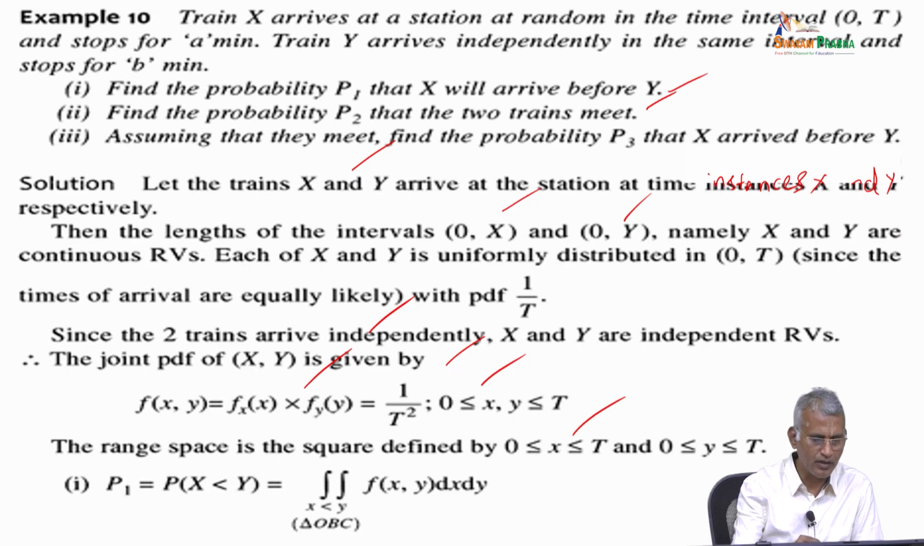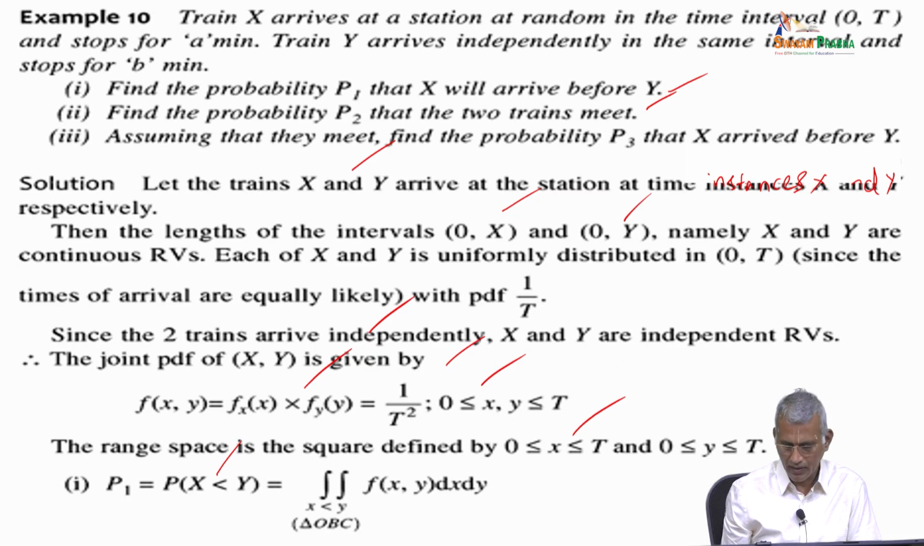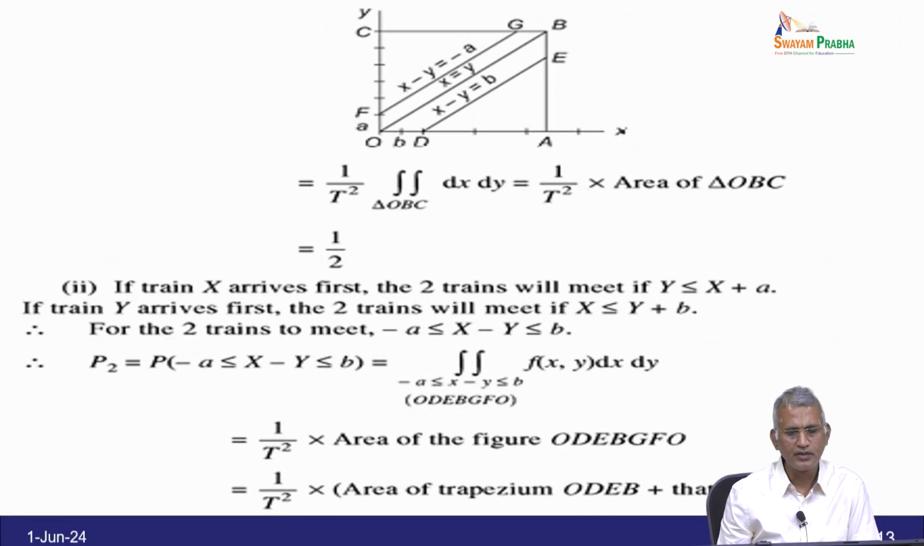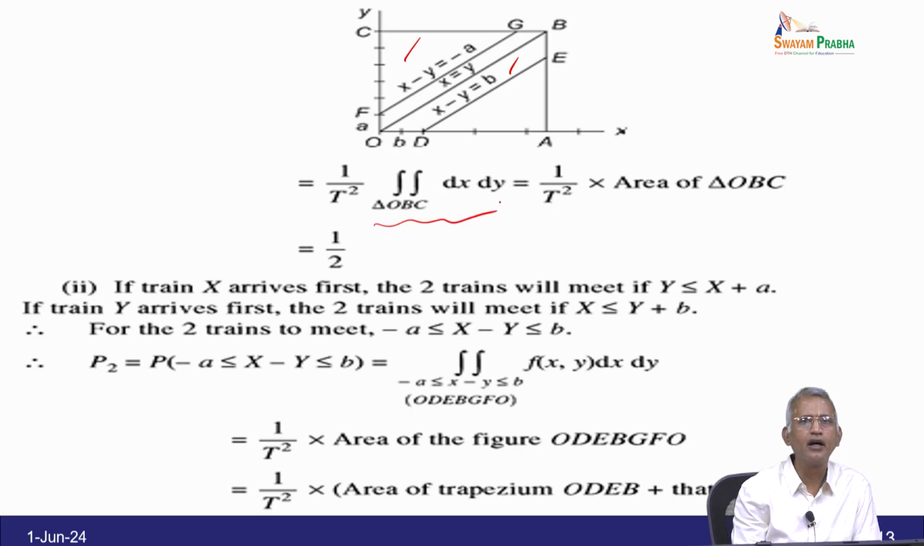Therefore, P1, the probability of x less than y, is the double integral over x less than y of f of x comma y into dx dy in the triangle OBC. So, this is the picture where x equal to y, x minus y equal to minus a and x minus y equal to b is the picture corresponding to the given statement. According to the previous step, then 1 by t square times the double integral of dx dy over the area of OBC. You take this triangle and then OBC you have to take.